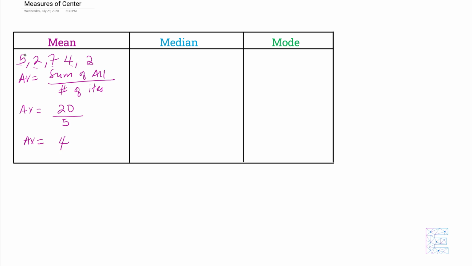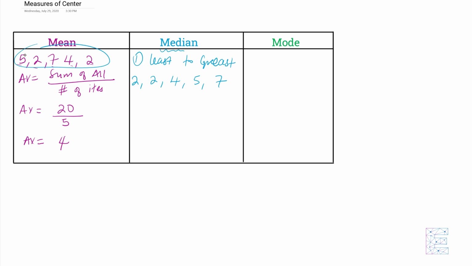Median, on the other hand, is the number in the middle. You can kind of hear the word middle inside of median. And to find the median, it's a two-step process. You want to arrange these numbers from least to greatest, from the smallest to the biggest one. Let's use those same numbers that we used for the mean. So we'll use 5, 2, 7, 4, and 2, but you have to arrange these from the smallest to the biggest. So we have a 2, another 2, a 4, a 5, then a 7.